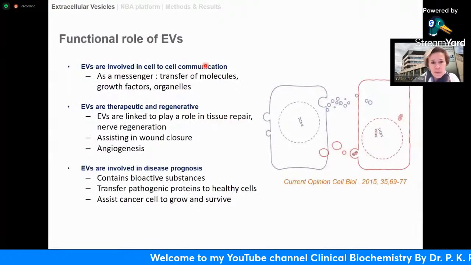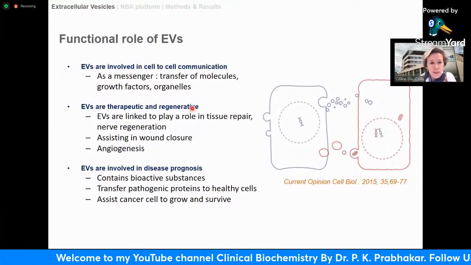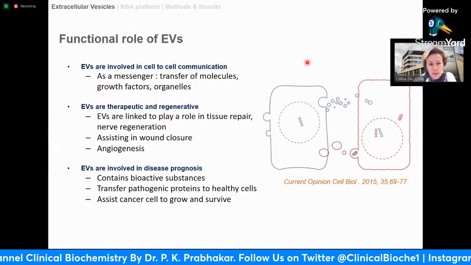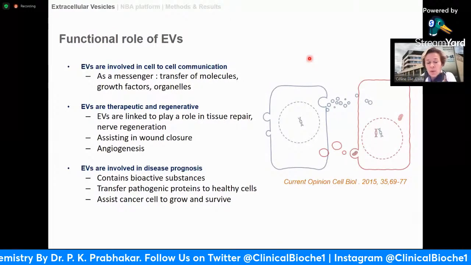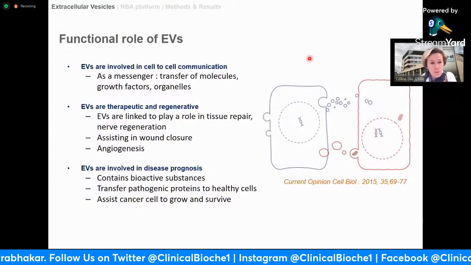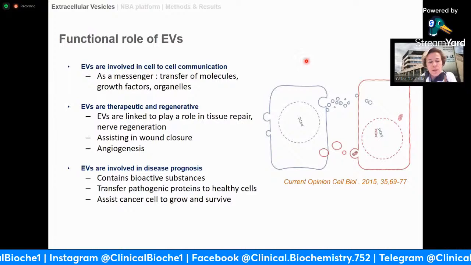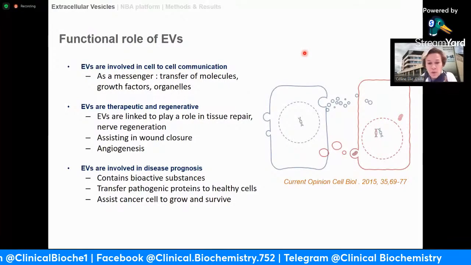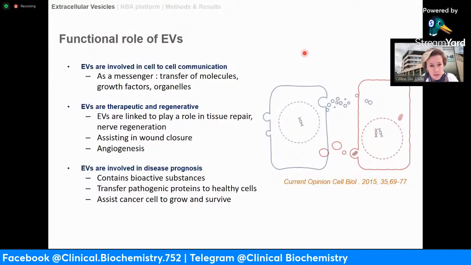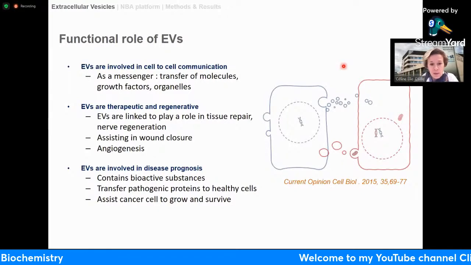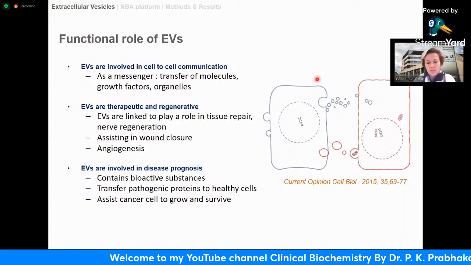So EVs are involved in cell-to-cell communication, as I was saying just before. They are also really interesting because they can be used as therapeutic and regenerative vesicles in order to try to repair tissue and also to deliver specific drugs that are put inside. They are also involved in disease prognosis because if they are clearly identified and characterized, they can be used to detect and to diagnose different pathologies.